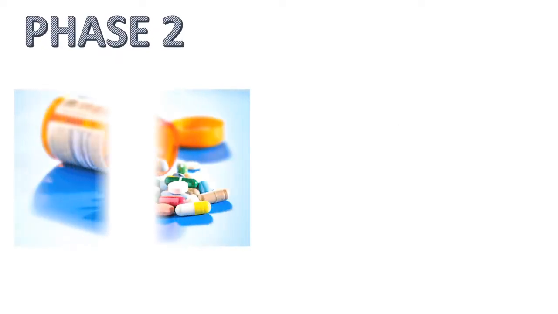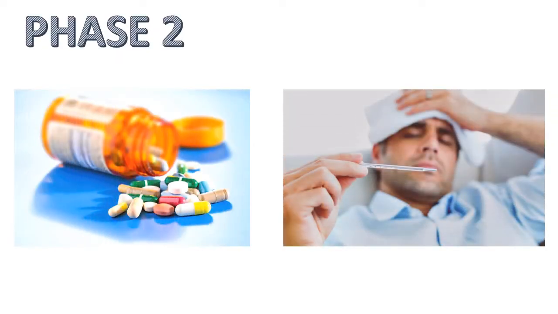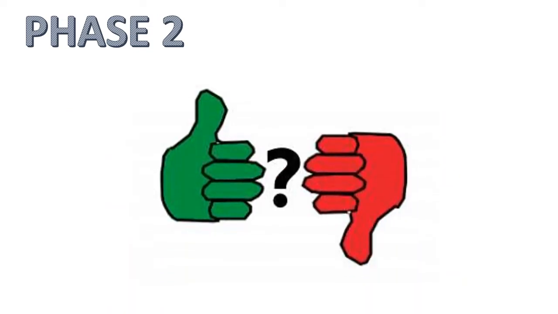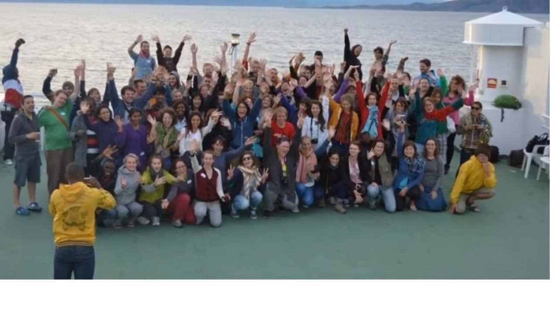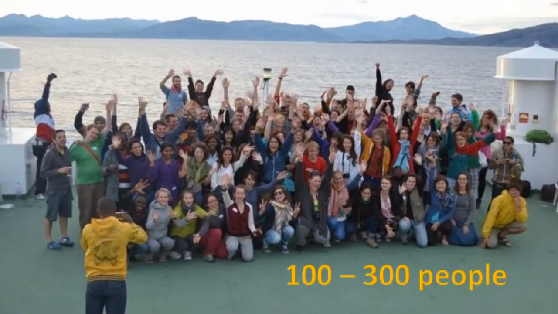Phase 2. Doctors give a new treatment to a group of people with a certain disease. The doctor checks the treatment side effects and how well it works to treat the disease. Here you use more people than phase 1. You can use 100 to 300 people.